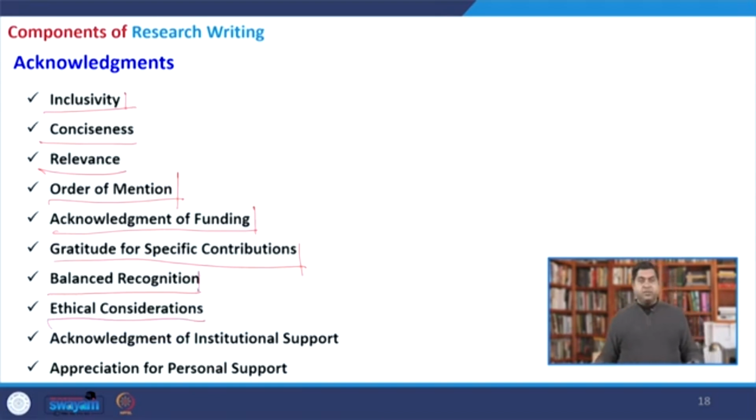Ethical consideration: whether you are allowed to acknowledge, so you also need to take ethical approval for citing their names. Acknowledgement of institutional support as well. Sometimes if it is part of your PhD program or a project, you should also cite that. Appreciation of personal support as well, like if you take help from an undergraduate student, postgraduate student, or anyone during your survey, just mention it.